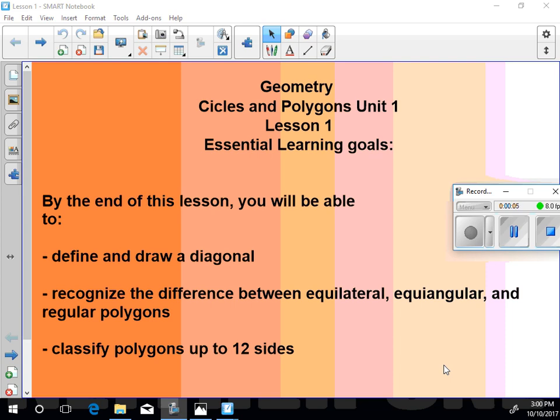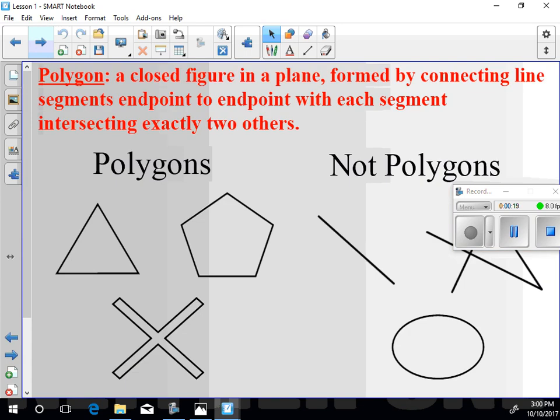Ludd here. This is Unit 4, Lesson 1, CP1, Lesson 1. We're going to define and draw a diagonal, recognize the difference between equilateral, equiangular, and regular polygons, as well as classify polygons up to 12 sides.